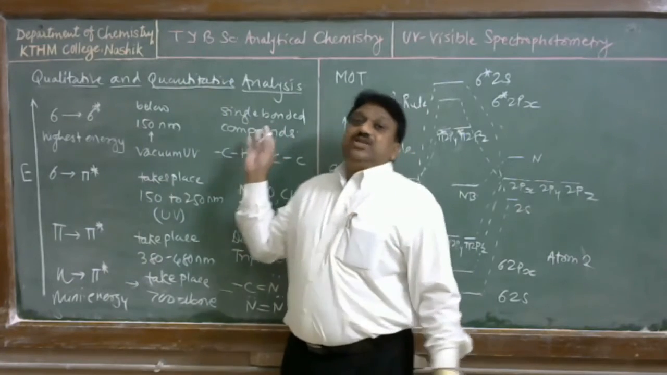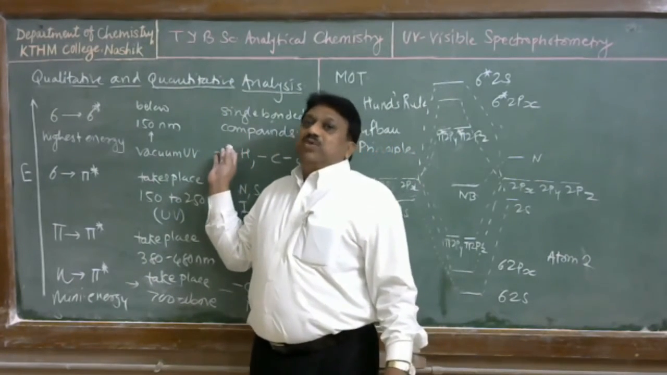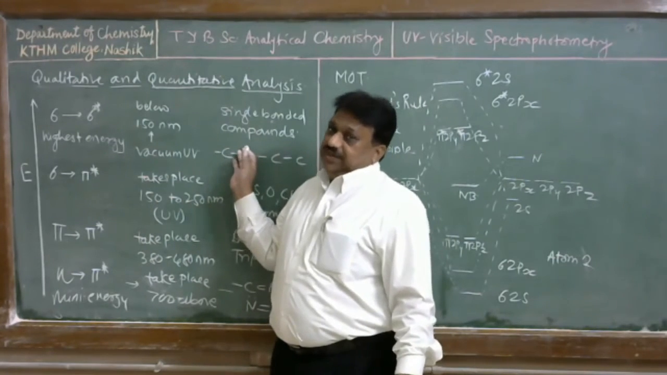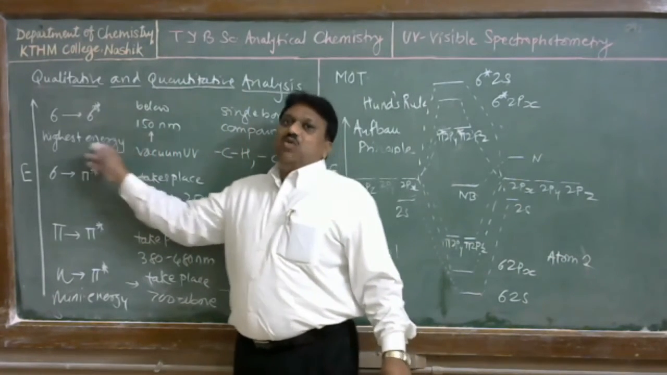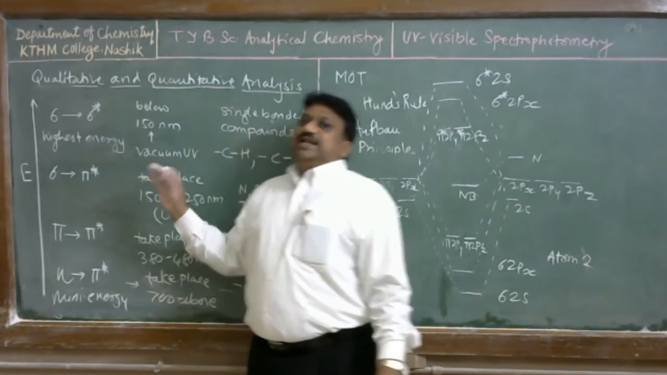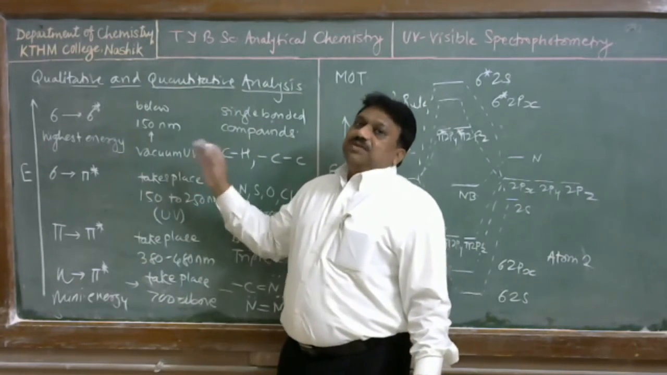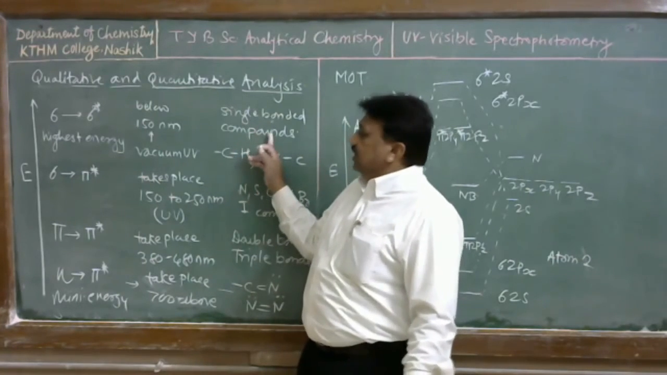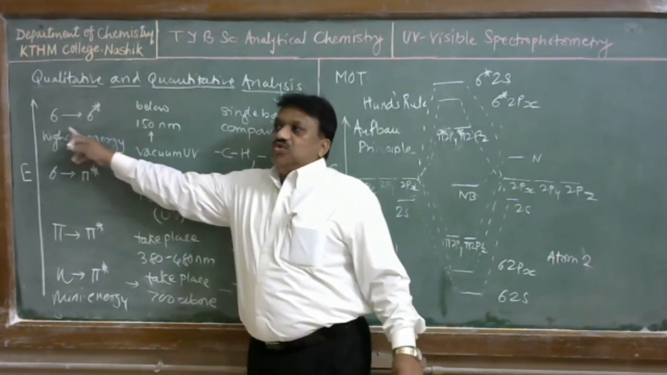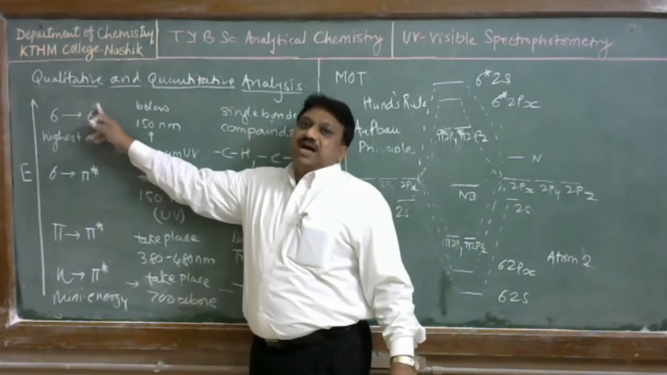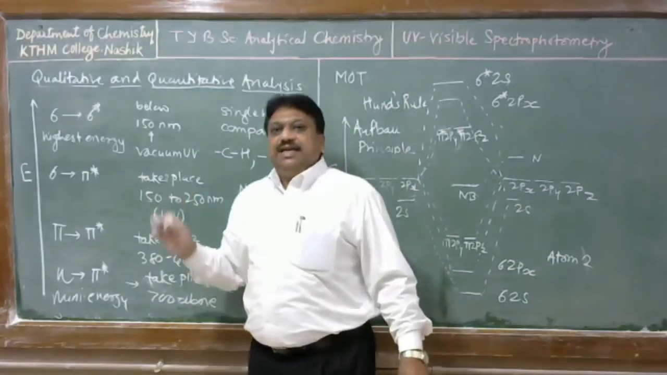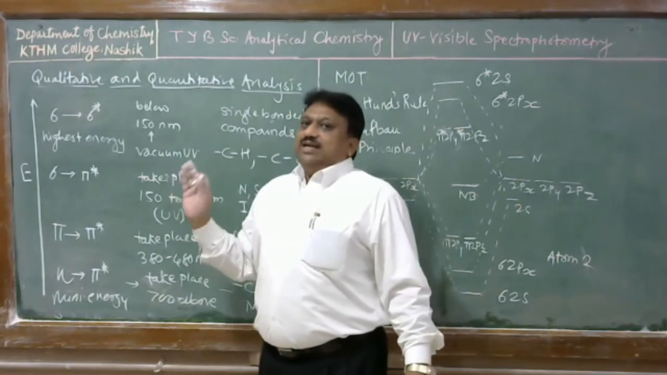Therefore, we can easily use single bonded compounds as solvents in ultraviolet and visible spectrophotometry. Because the solvent absorbs below 150 nanometer, we can easily measure the absorbance from 182 onwards. Therefore, single bonded compounds show sigma to sigma star transition because a sigma bond is present in single bonded compounds only.